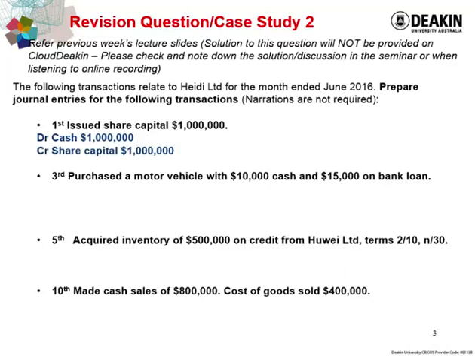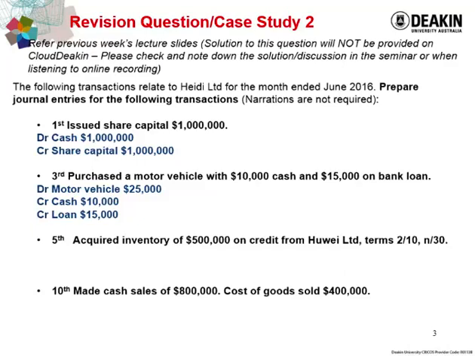On 3rd, we purchase a motor vehicle with 10K cash and 15K bank loan. Here we know that the motor vehicle is 25K. So we debit motor vehicle 25K, credit cash 10K, and loan payable 15K.